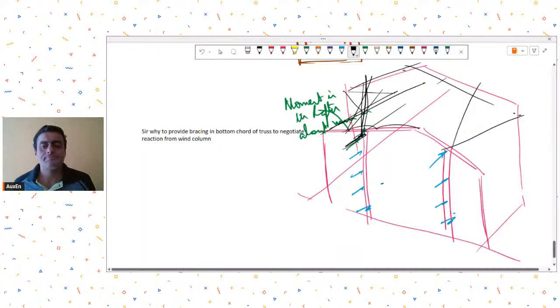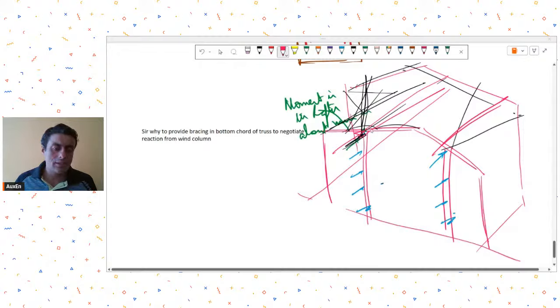Or sometimes design engineers also assume that because there is a purlin that we are providing over here, that will take care of this wind force. But I think providing a bracing in the bottom of the rafter is the best way of tackling it. Okay. Yes. So I do agree with your statement that bracings on the bottom side or bottom chord or bottom face of the rafter will help you to resist this wind force that is acting on the wind column. Okay.